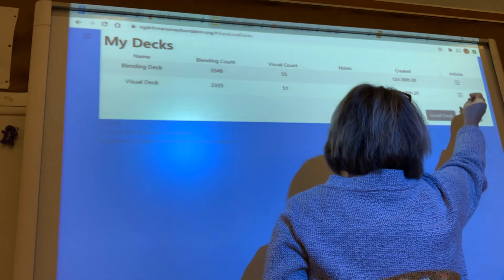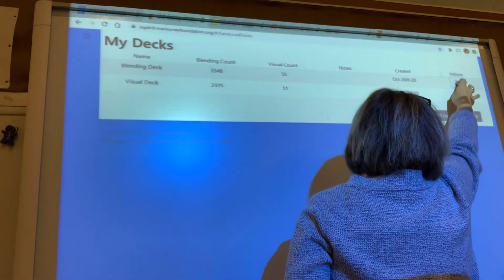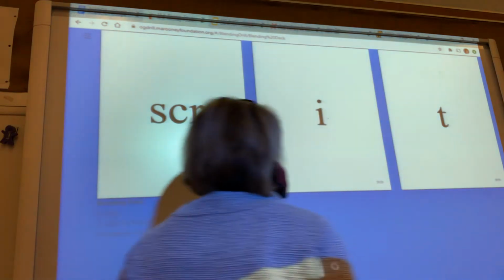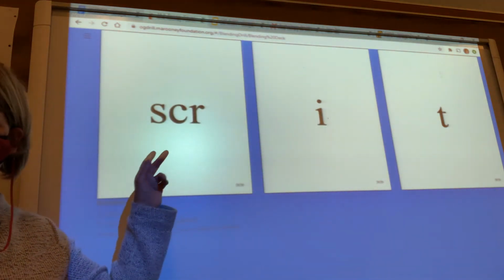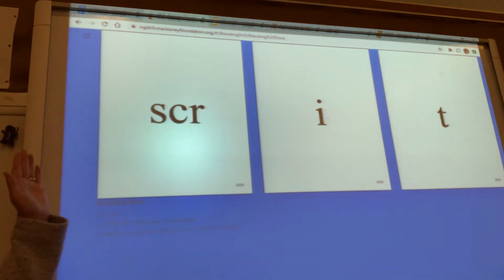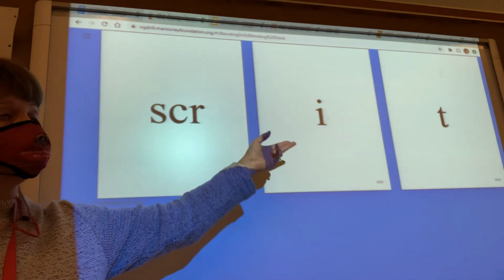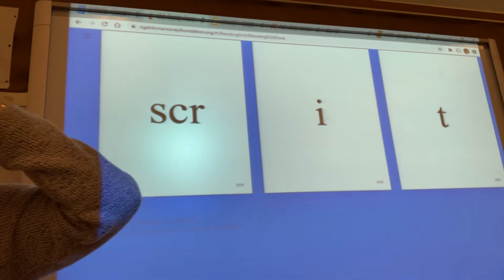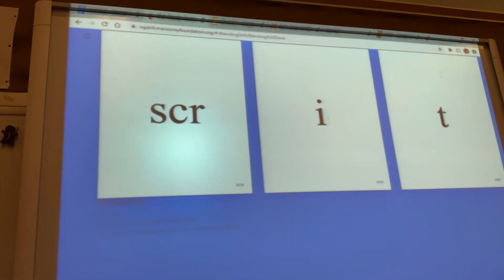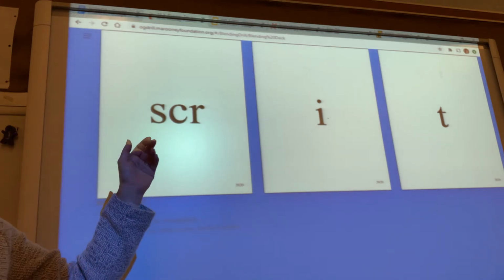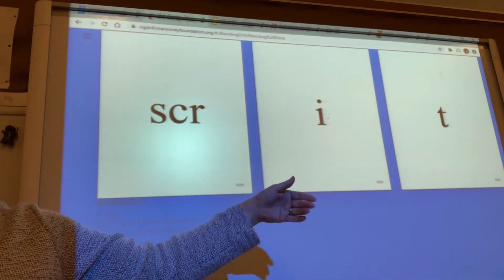All right, we'll do our blending deck. We still have our blends at the beginning, so make sure all the time, whatever letters are here, you have to put all of them together before you get to that vowel. So I have to put that SCR together. Scr, like I'm going to say scream, but I'm not. Scr, and then I put the end of it. Script.